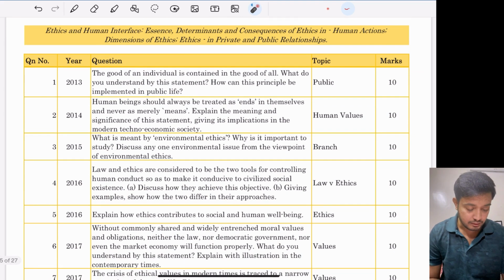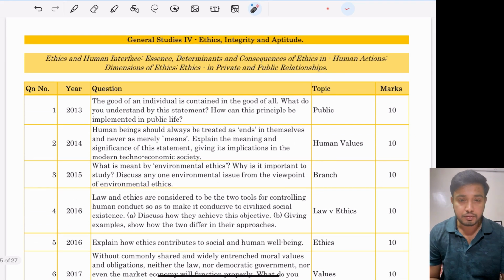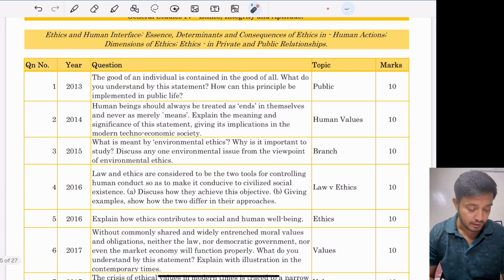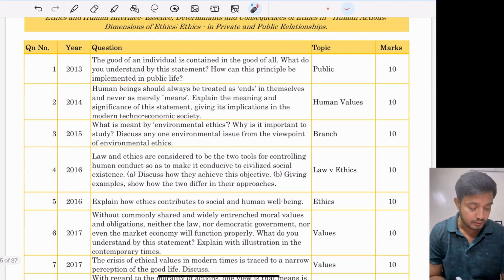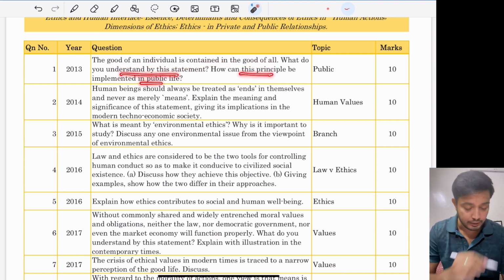So let's analyze some PYQs, what the UPSC is trying to ask us, and how we can reduce the questions into the syllabus topics. The first question, in 2013: the good of an individual is contained in the good of all. What do you understand by this statement? How can this principle be implemented in public life?